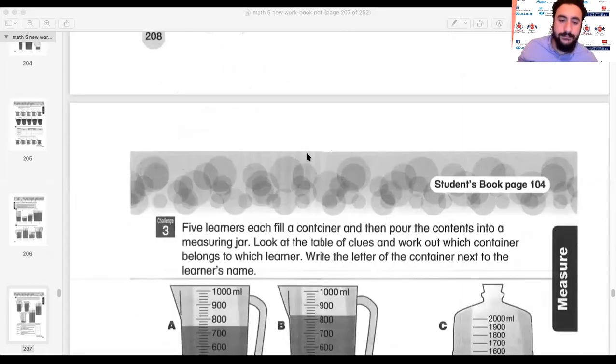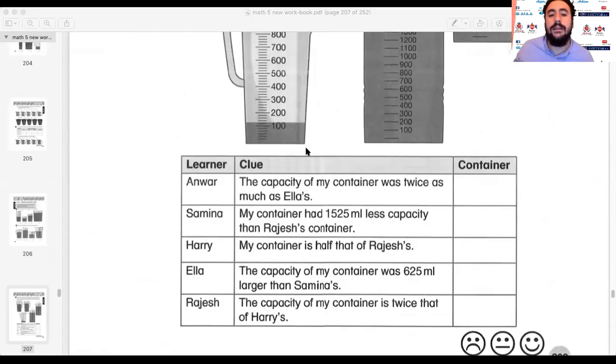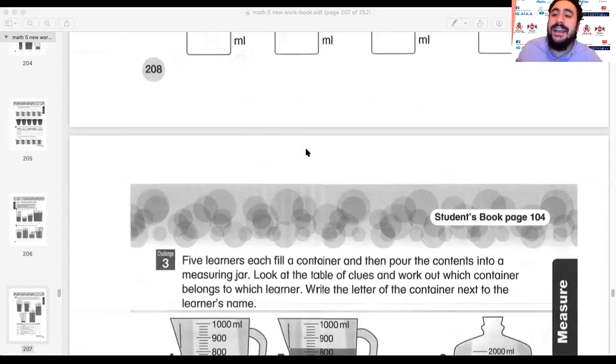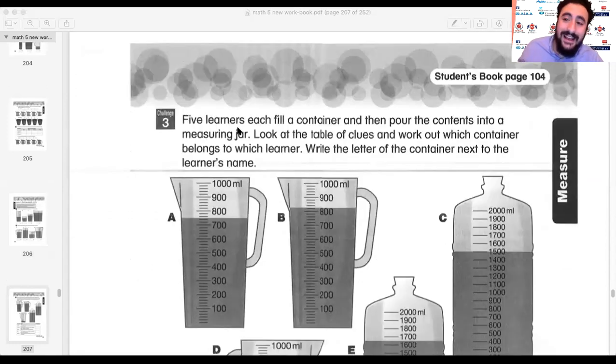Next. Okay, this question is going to be an activity for you because I loved it a lot. The question is: 5 learners each fill a container and then pour the contents into a measuring jar. Look at the table of clues and work out which container belongs to which learner. So all of you are going to solve this question and then send it to me.